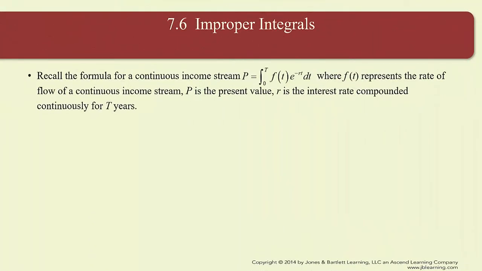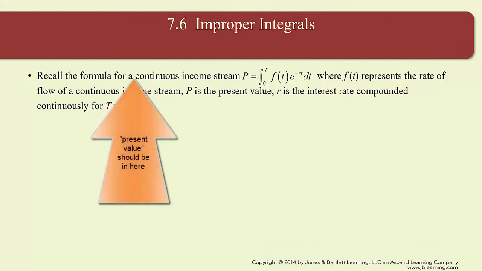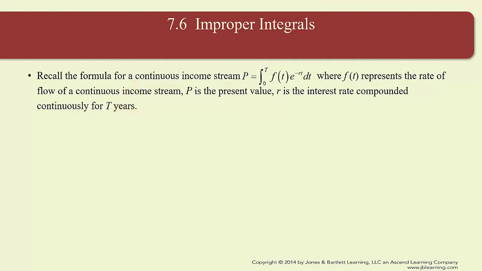All right, folks, next up, let's just remember the formula for a continuous income stream. It's the formula for the present value of a continuous income stream. P equals the integral 0 to t of f of t e to the negative rt dt. We just saw that in section 7.4. Remember, f of t is the rate of flow function. P is the present value. r is the interest rate, compounded continuously for t years. So that's just a quick reminder of what we did in section 7.4.